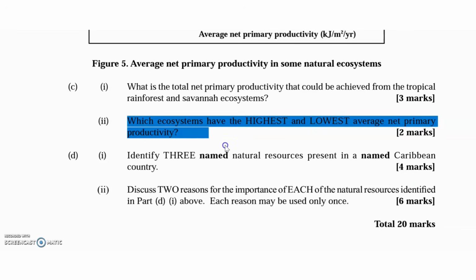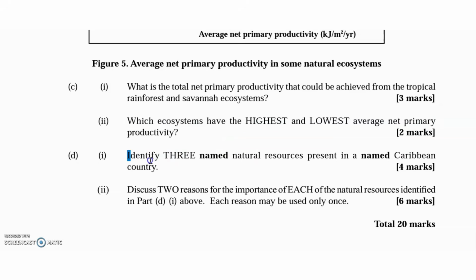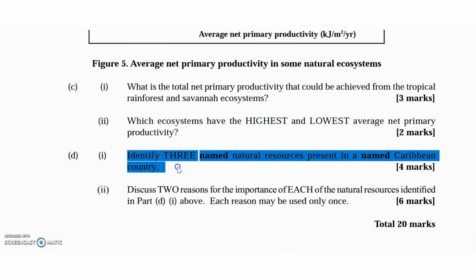Last two parts of the question. Identify D part one now. Identify three named natural resources present in a named Caribbean country. Now, I'm going to use Guyana. This was actually pretty much a question that we mentioned earlier.